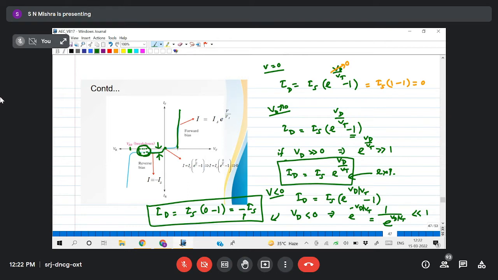Is this lab completed or not? Yes, sir, it's completed. Have you got this exponential increasing function? Yes, sir.